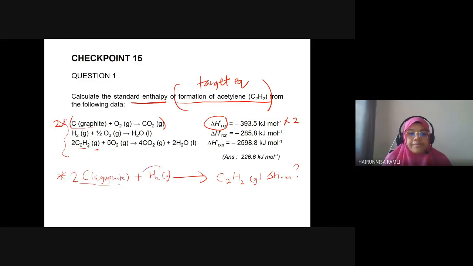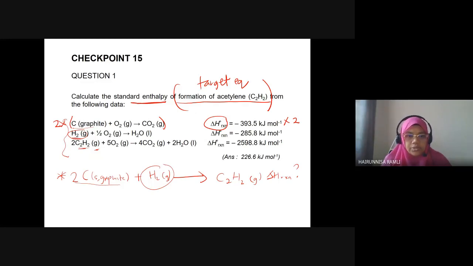Now, hydrogen. Hydrogen, yang penting make sure dia ada 1 je. Kalau dia ada 2, you kena buat tu last kali eh. So, hydrogen cuma ada pada equation number 2. Okay, for this hydrogen is on the left side, also on the left side, and dia 1 mole, 1 mole.